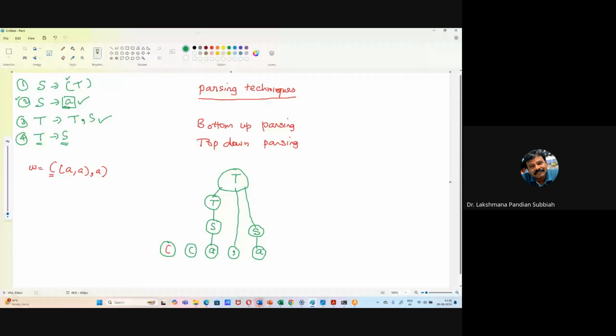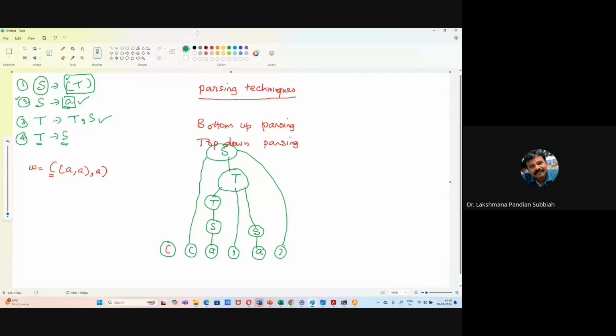Now we are having a close bracket. Now using this open bracket, this T and this close bracket, we can make it reduced to S. This is the symbol, right? So that one is the first production rule. Now we are reducing that one into S.